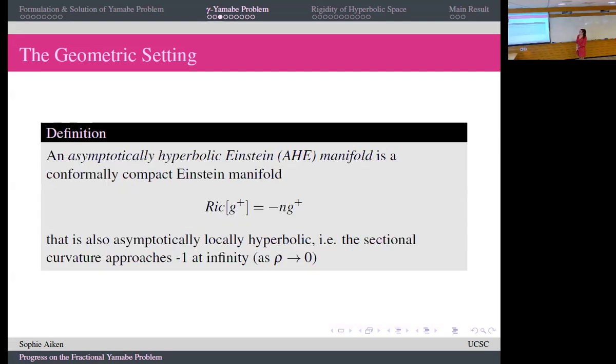Okay. One more definition we need. We're always going to consider our interiors, these X^{n+1}, to be asymptotically hyperbolic Einstein manifolds. So Einstein for us just means that the Ricci curvature is equal to a constant times the metric. Particularly, we want to normalize so that it's negative n times the metric, where n is the dimension of the boundary. And asymptotically hyperbolic means that the manifold is asymptotically locally hyperbolic. So as I approach that boundary, the sectional curvature approaches -1, that hyperbolic sectional curvature.